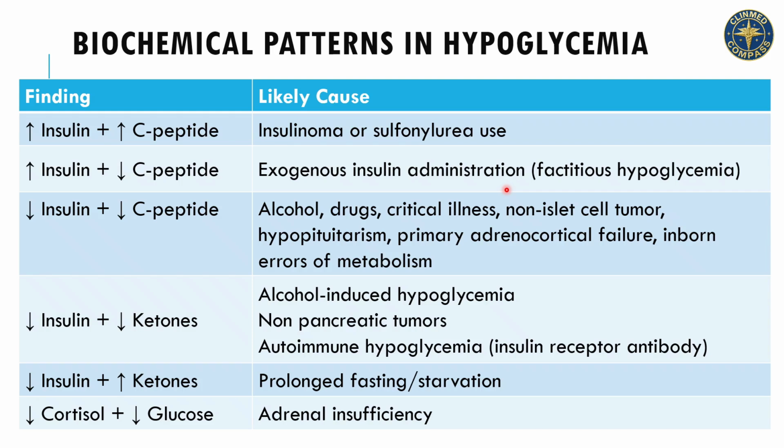In reduced insulin levels and reduced C-peptide, consider critical illnesses, fasting, alcohol, non-islet cell tumor, amongst others. When there is reduced insulin levels and reduced ketone levels, consider alcohol-induced hypoglycemia, non-pancreatic tumors, autoimmune hypoglycemia. When there is reduced insulin and increased ketone, consider prolonged fasting or starvation. Reduced cortisol and reduced glucose, consider endocrine deficiency like adrenal insufficiency.